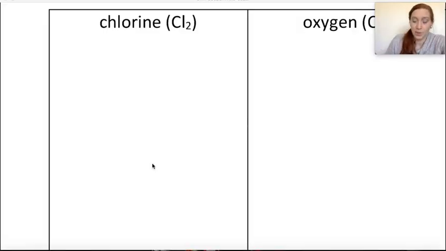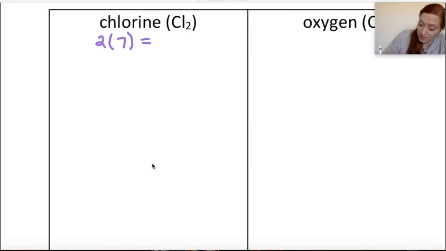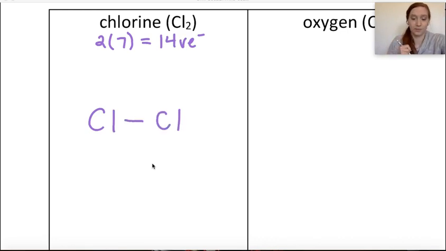Okay, that's better. So chlorine, 2 of them, 7 valence electrons apiece because it's in group 17. This is going to give me 14 valence electrons to use. Each of the chlorines is going to be bound to one another with 1 bond. That's 2 electrons so far. I don't have any other bonds that I'm going to place right now.